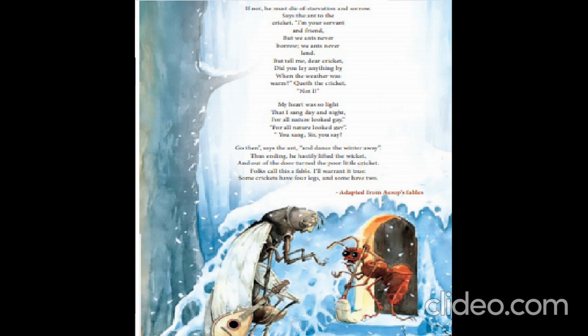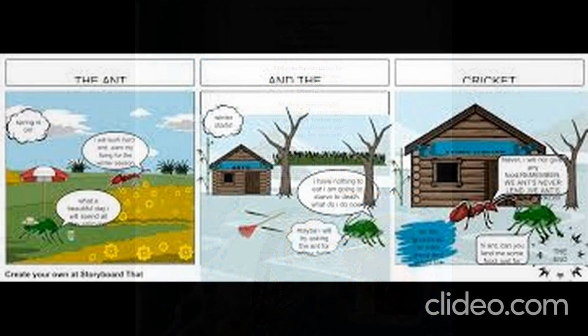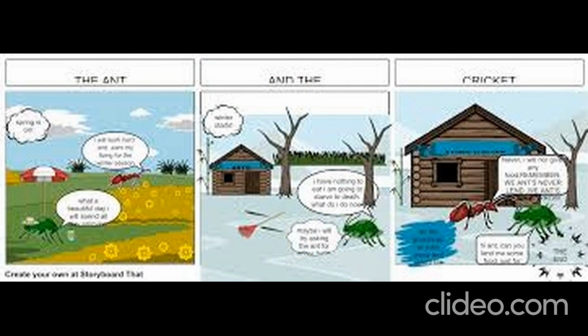Can you think what did the ant reply to his friend the cricket? So for this question, come to the next stanza. If not, he must die of starvation and sorrow, says the ant to the cricket. I am your servant and friend. But we ants never borrow, we ants never lend. But tell me, dear cricket, did you lay anything by when the weather was warm? Quoth the cricket, not I. So the cricket asked help of the ant. The ant replied that it considers itself to be his servant as well as a friend, but the ants never borrow anything from others nor lend anything.